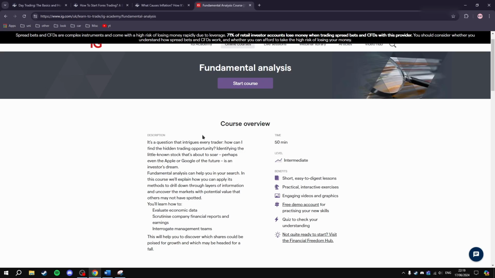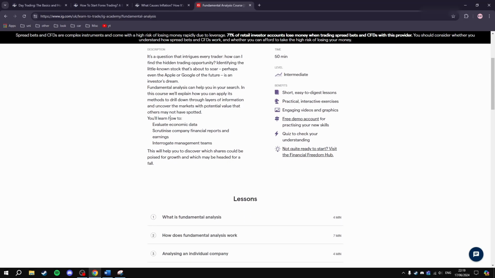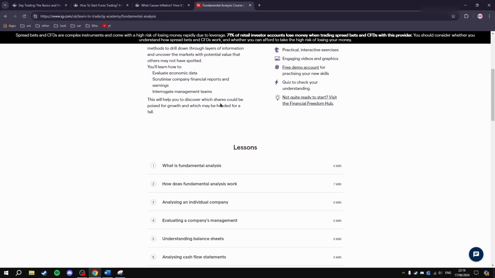It's a question that intrigues every trader. How can I find the hidden trading opportunity? Identifying a little known stock that's about to soar, perhaps even the Apple or Google of the future, is an investor's dream. Fundamental analysis can help you in your search. In this course, we'll explain how you can apply its methods to drill down through layers of information and uncover the markets with potential value that others may not have spotted. You'll learn how to evaluate economic data, scrutinize company financial reports and earnings, interrogate management teams. This will help you discover which shares could be poised for growth and which may be headed for a fall.